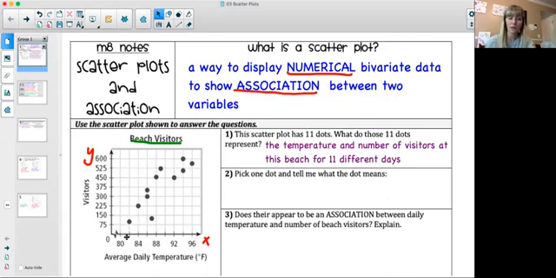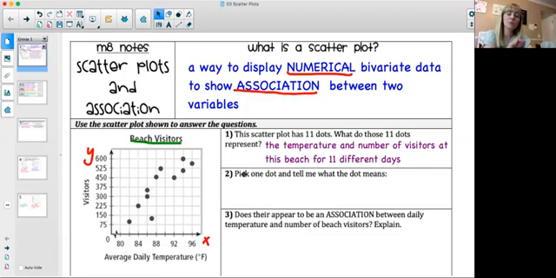So one day was 82 degrees and there was, I don't know, 80, 85, 90 visitors that day. You have to estimate sometimes. Another day was 84 degrees and there was about 225 visitors. So these 11 dots show me a combination of what the temperature was that day and how many visitors there were for 11 different days.